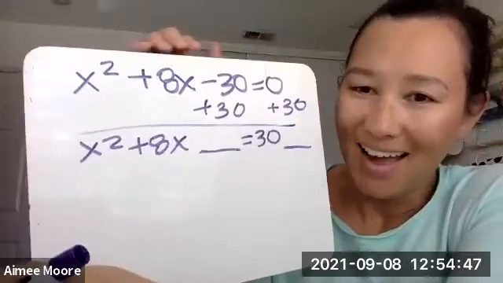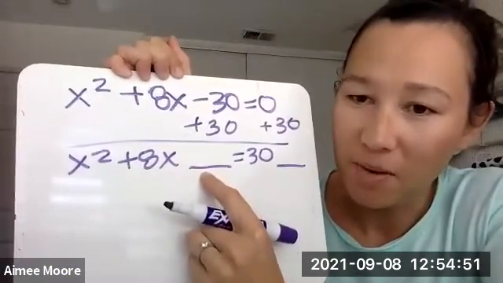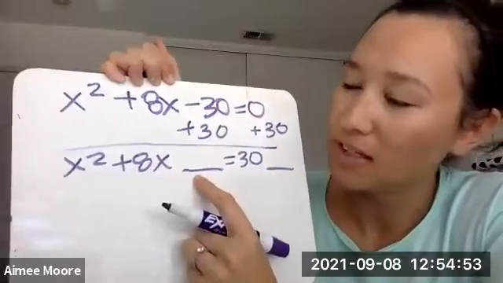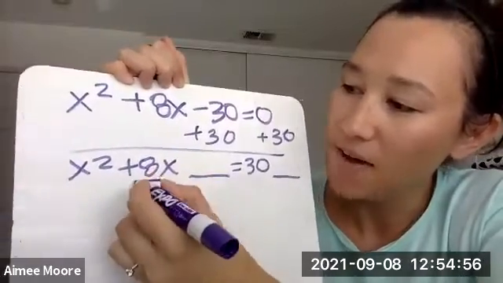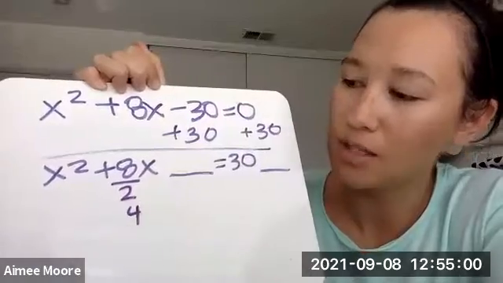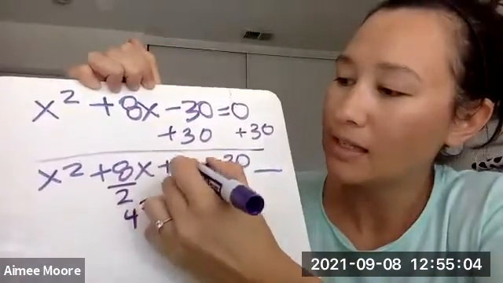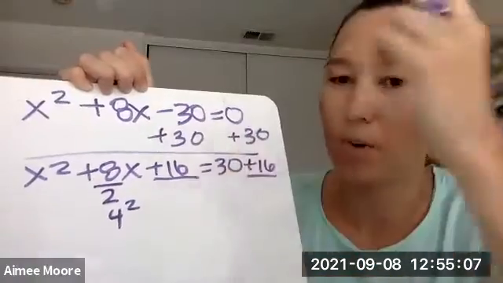Okay, then we need to find what we're gonna put here to complete this. Yep, we need to make it a perfect square trinomial. Perfect. So to do that, we need to divide our 8 by 2, which is 4, and then square that. Yep. So we're going to add 16 to both sides to get our perfect square.